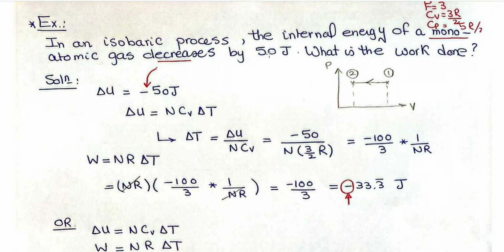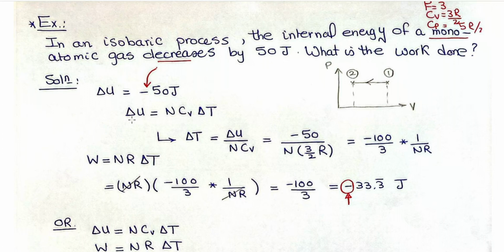Decreases by 50 joule. The internal energy decreases. The word decreases means that the delta U is negative 50 joules. You put the negative because it is decreasing. It's required to calculate the work done.